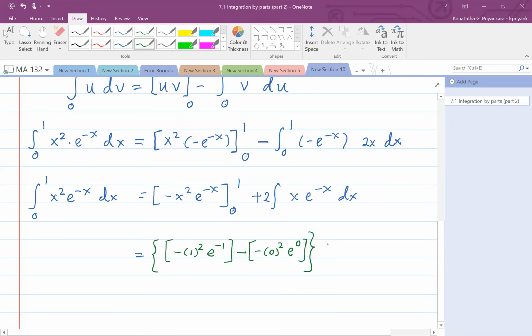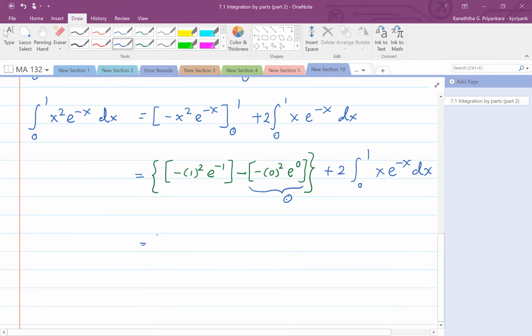Now we have plus 2 times the integral from 0 to 1 of x e to the power negative x dx. We can ignore this term because it is 0. So we get negative e to the power negative 1, since that is 1, plus 2 times the integral from 0 to 1 of x e to the power negative x dx, and this equals the integral from 0 to 1 of x squared e to the power negative x dx.